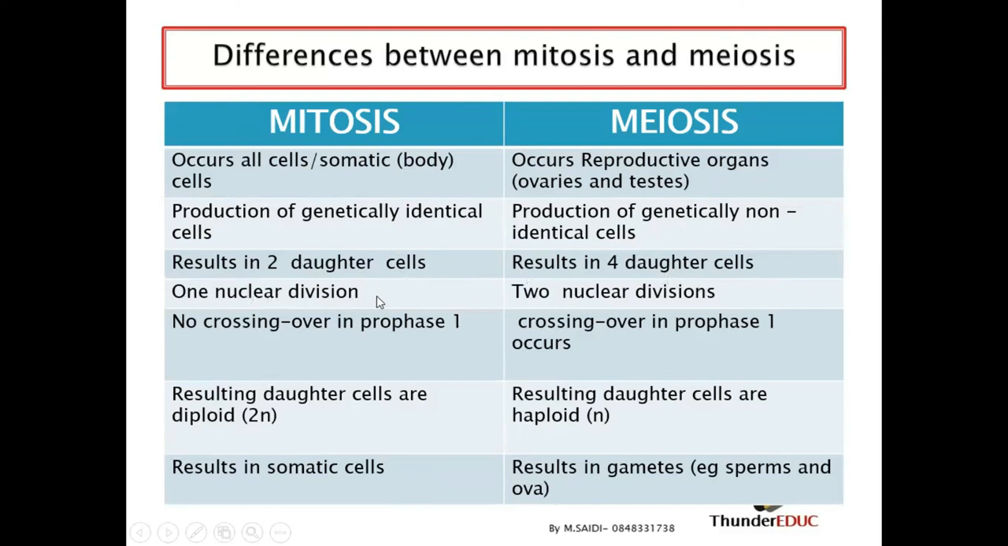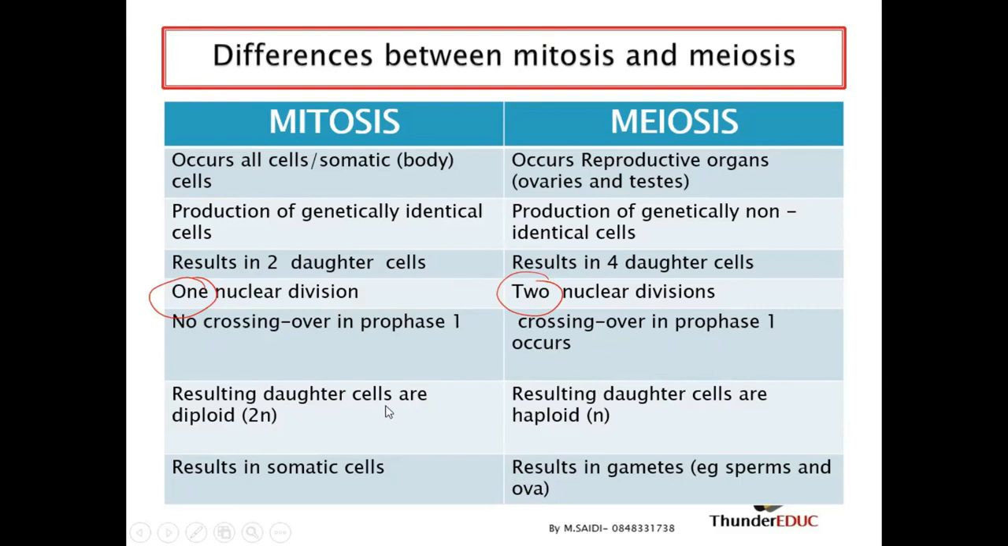Then you have 1 nuclear division. We don't have mitosis 1 and mitosis 2. No. So it means that the nucleus divides once. That's why we say 1 nuclear division, while in meiosis we have 2 nuclear divisions. In meiosis, crossing over takes place in prophase 1, while in mitosis there is no crossing over in prophase. That's why the cells are always identical, while in meiosis, there is crossing over which takes place in prophase 1.